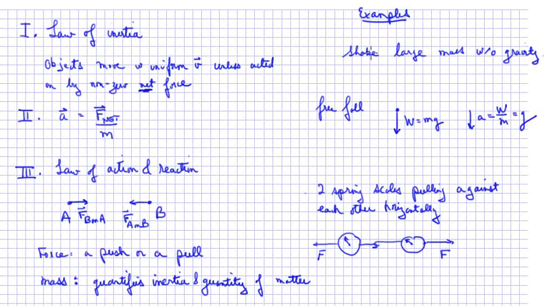An example of this law of inertia is the fact that if you take a large mass and you go to a place where there is no gravity, let us say outer space, it's still difficult to shake this large mass back and forth because it has inertia. It resists your effort to shake it back and forth.